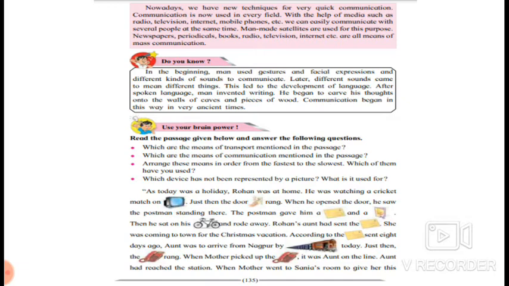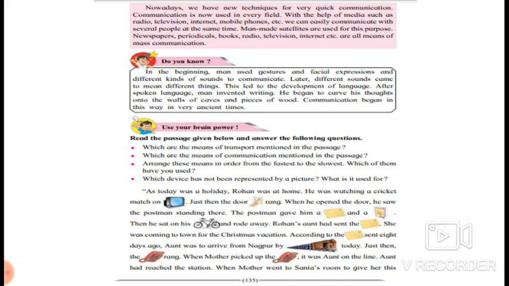Communication is now used in every field. With the help of media such as radio, television, internet, mobile phones, etc., we can easily communicate with several people at the same time. Man-made satellites are used for this purpose. Newspapers, periodicals, books, radio, television, internet, etc. are all means of mass communication.